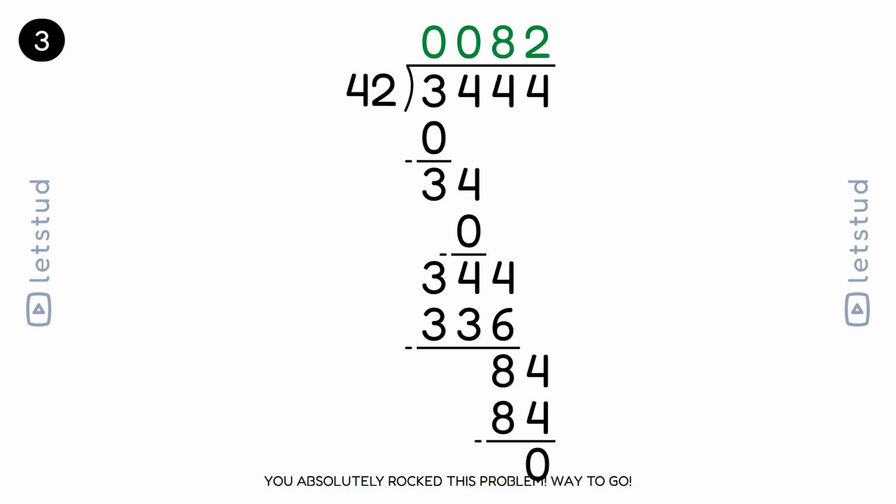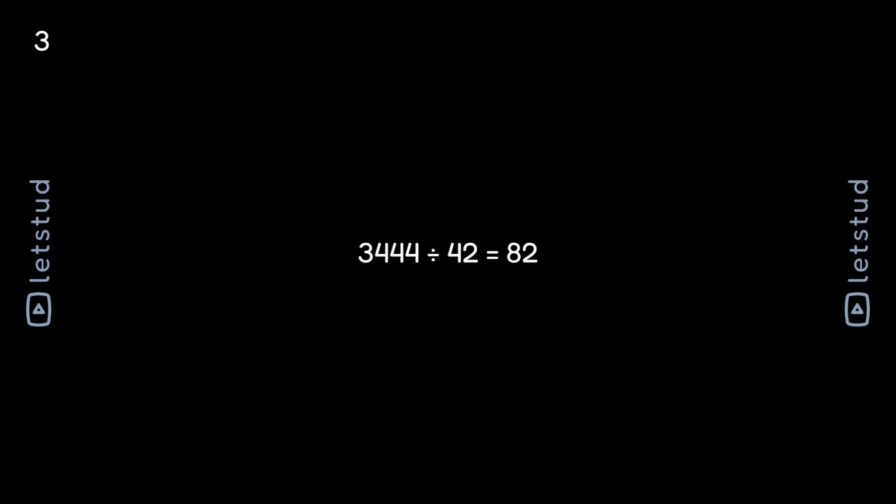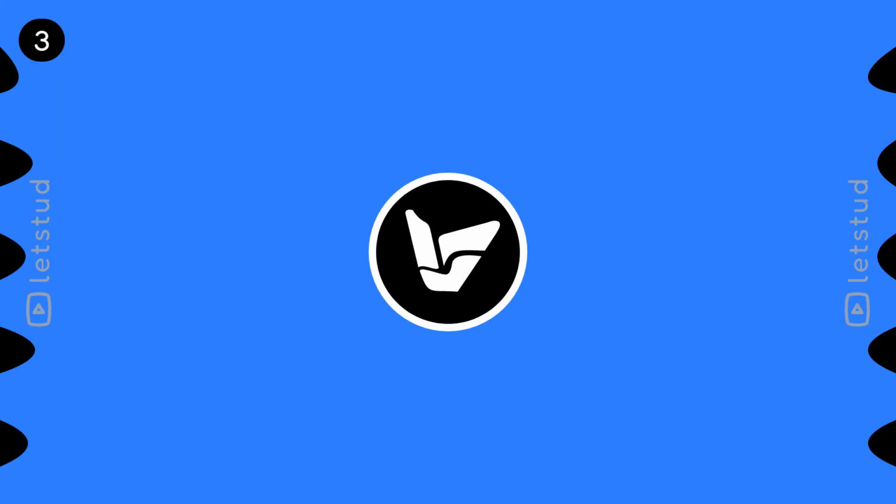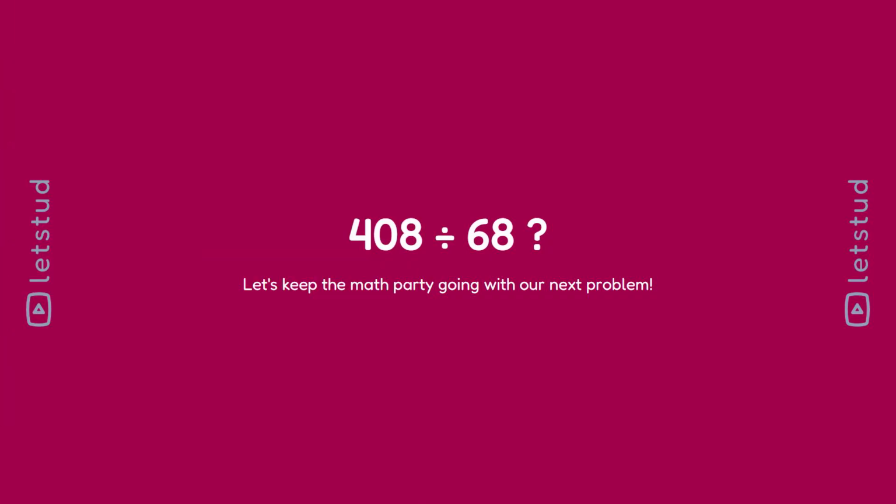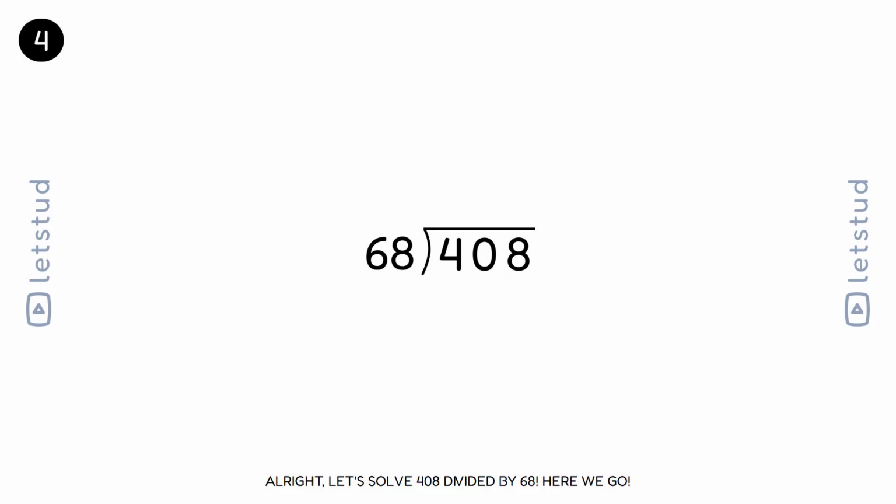Way to go. We've conquered another one. Fantastic. 3444 divided by 42 is 82. You're a long division champ. Let's keep the math party going with our next problem. All right, let's solve 408 divided by 68.